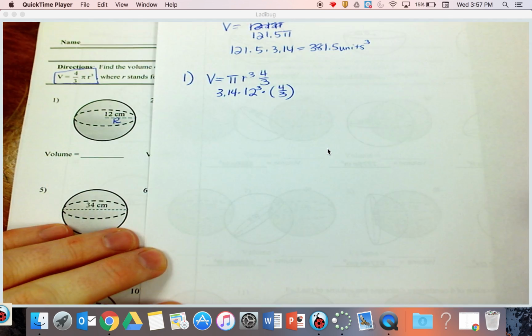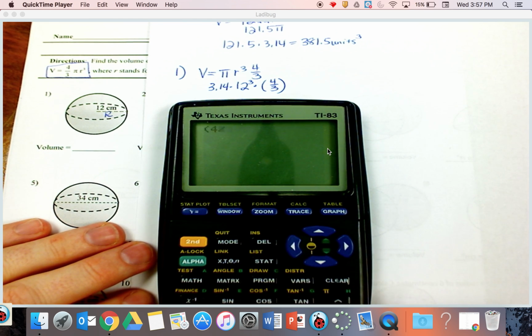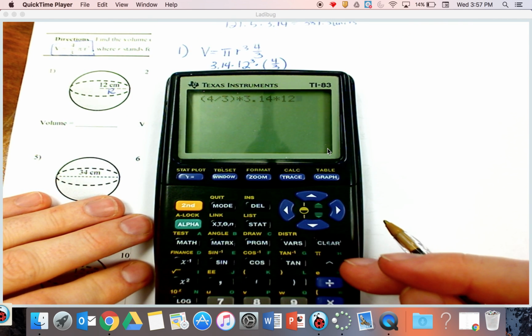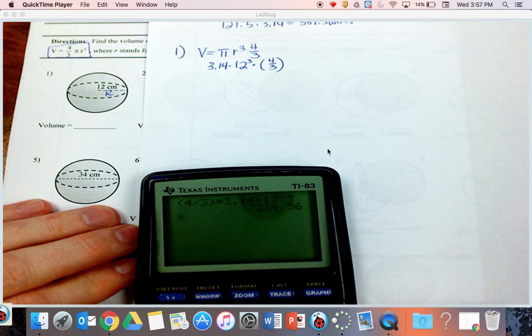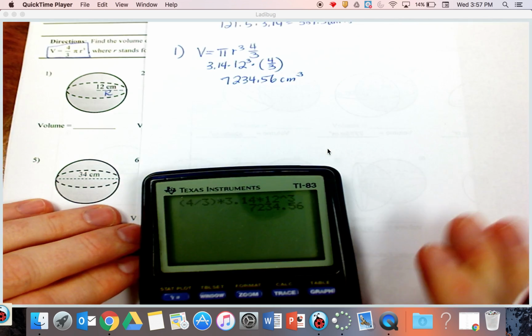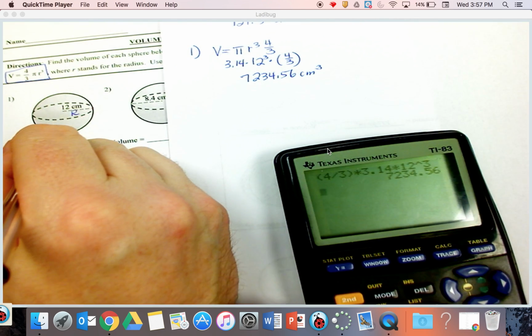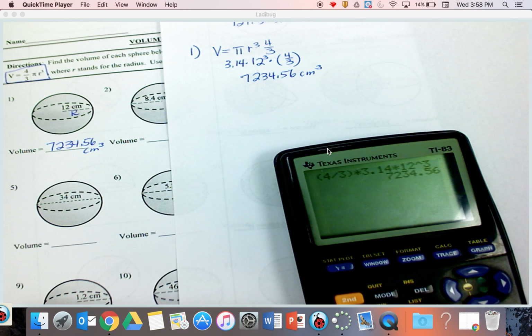So now I just need to do my math, put it into my calculator, and it can be handy for me to do this. So let's see how you do it. You're going to put parentheses 4 divided by 3 times 3.14, my pi, times 12. Now to get my cube, I'm going to hit the button right below clear, and then put a 3. So it's going to be 12 to the third power. Hit enter, and it gives me my answer of 7,234.56 cubic centimeters. So I can write that down here on my sheet of paper. And that is my solution. So my solution here for number 1 is 7,234.56 cubic centimeters. And that's it.